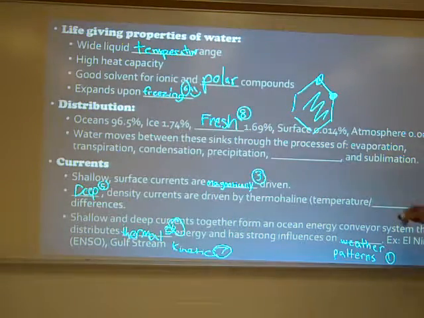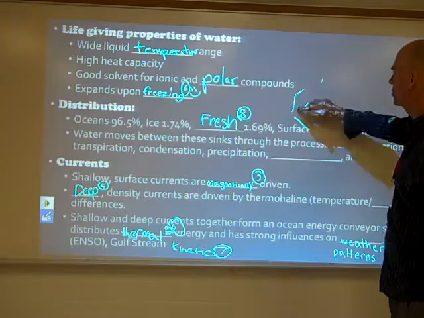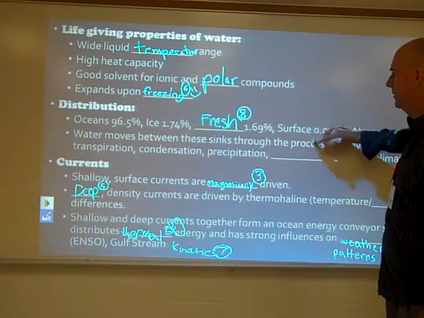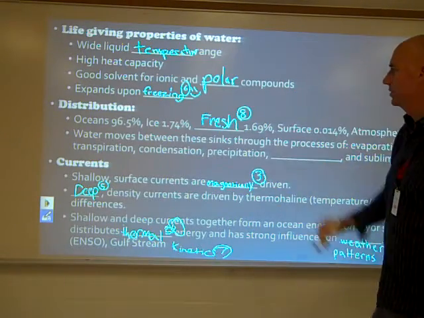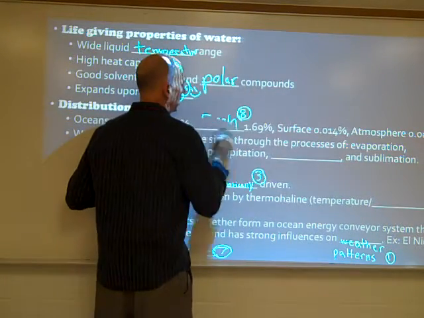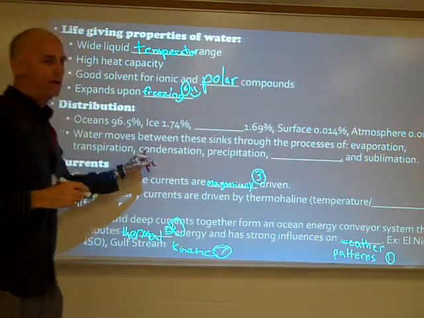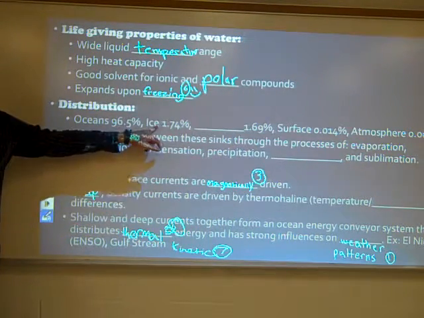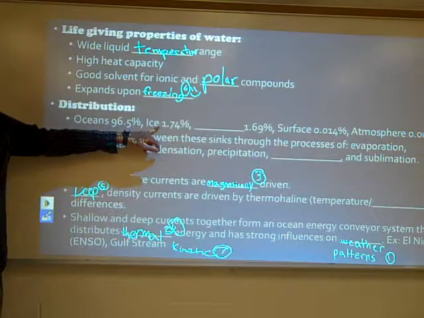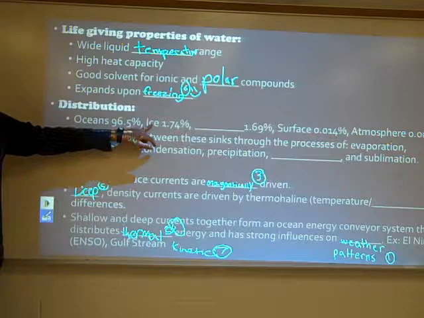Quickly we'll look at distribution. This is just where water occurs around the world, and also how it moves through these different areas that we find it in. Now, it's probably, hopefully, no surprise to you that most of the water, 96.5%, is in the ocean. And then the second biggest collection of the compound H2O is in your ice sheets, glaciers, sea ice.